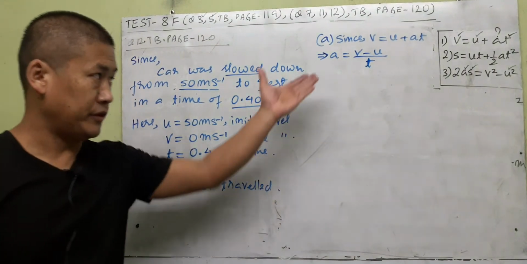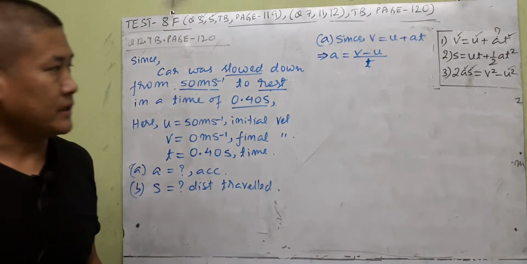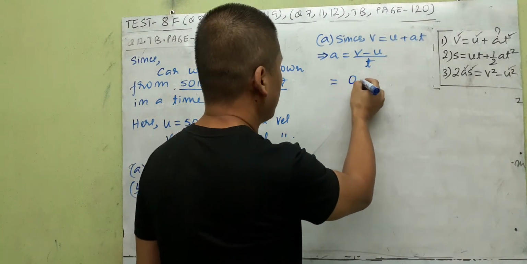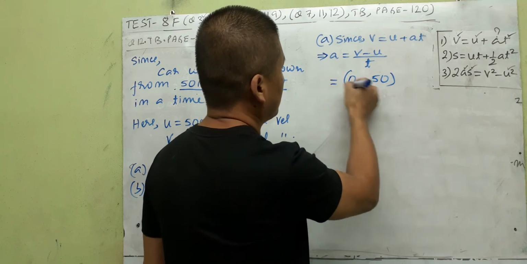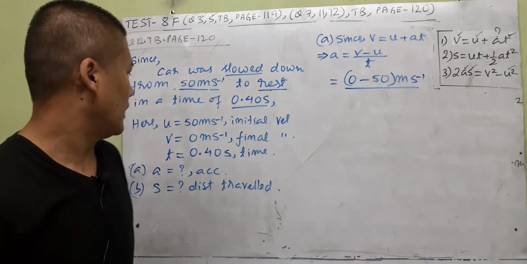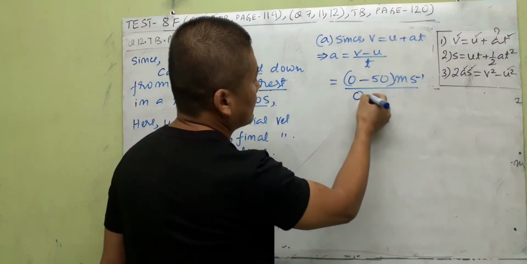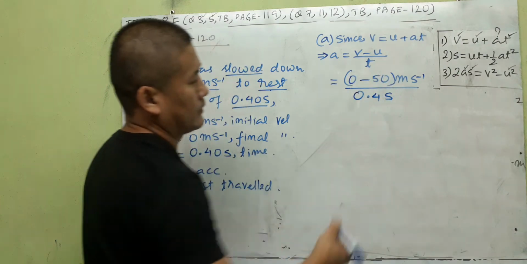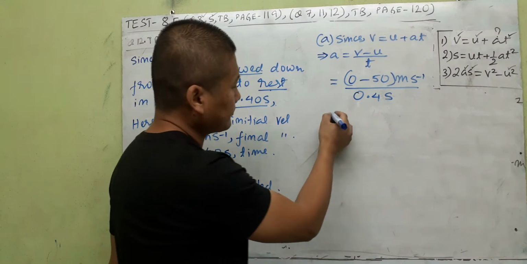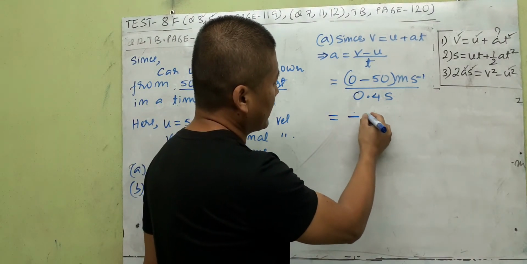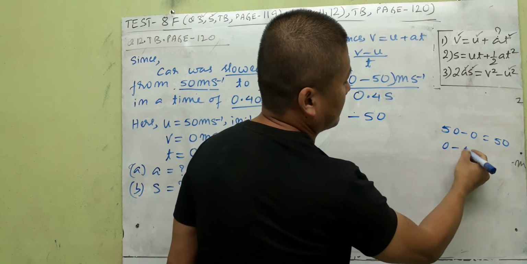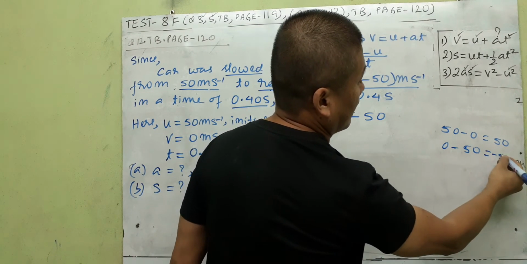I think you have already done this just now, so you know what this shifting is, right? That will give you V is here 0, minus U is here 50, common unit is meter per second, divided by T. And T is here 0.4 second. Be careful with that. Now, 0 minus 50 is minus 50. 50 minus 0 is plus 50, but 0 minus 50 is, the minus belongs to 50, so it will be minus 50.